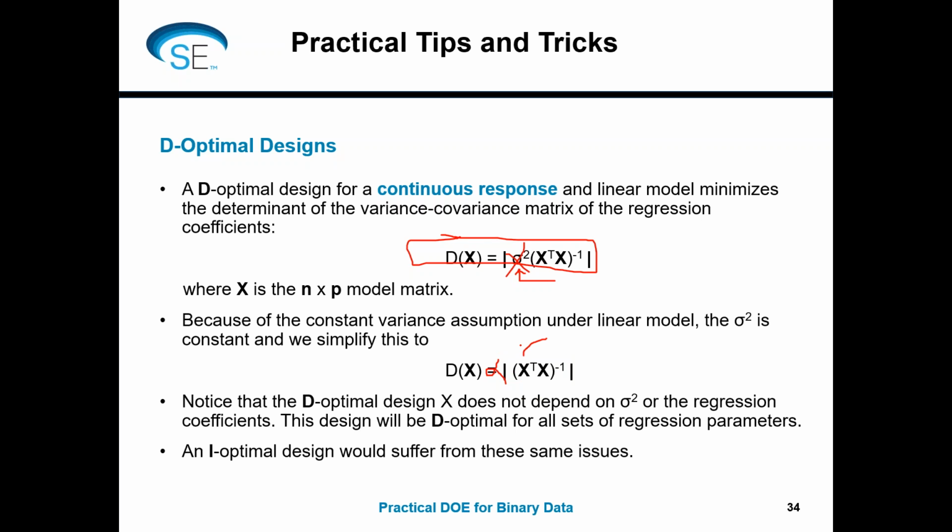Now notice how in this function, we don't have any beta. We don't have any sigma squared. We don't have any n. We don't have any real parameters in there. X transpose X is only a function of the actual runs that we're going to be doing in the experiment. So this optimal design is going to be D-optimal for basically all sets of regression parameters. And for an I-optimal design and an A-optimal design, the exact same story would hold true. There's only one A-optimal design that we generally care about.